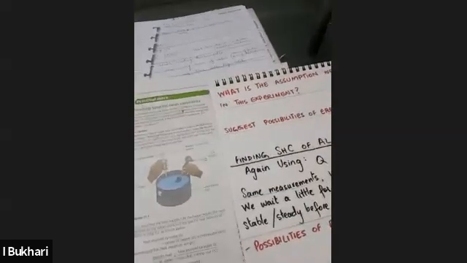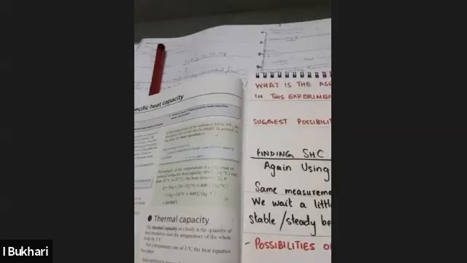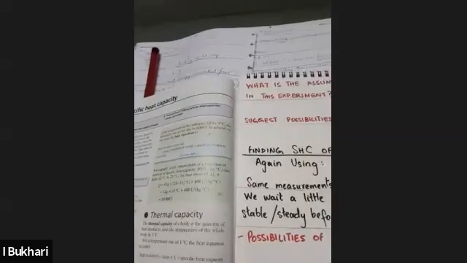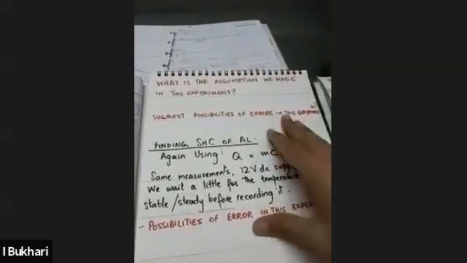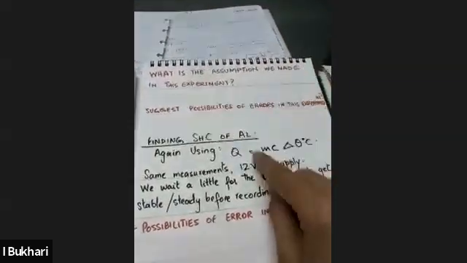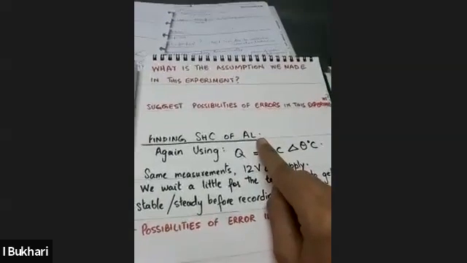I will share a video of this experiment. Okay, now if we want to find out the specific heat capacity of aluminum, now that was water, right? Aluminum. Now this is a solid and this is a good conductor.